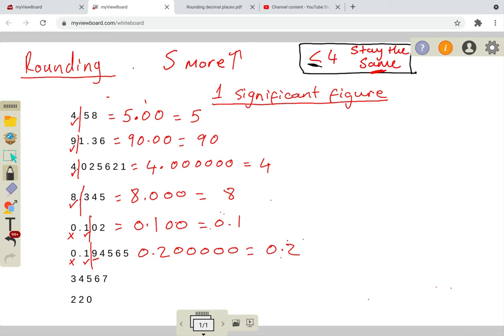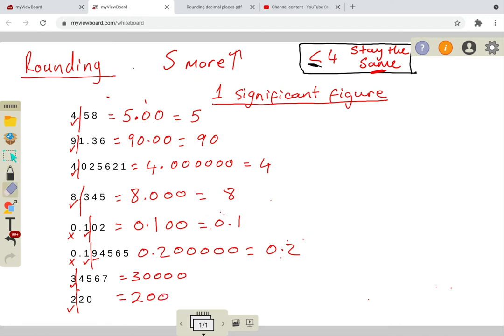Okay. Now again, this one is not a decimal, but we can still round whole numbers, integers, to significant figures. So one significant figure, 3, that's significant. Draw your line. Number next to a 3, is it 5 or more? Nope. So that stays as 3, and then the rest of the numbers turn to 0. Okay. Next one, 220. Is the 2 significant? Yes, it is. Draw my line. Number next to a 2, 5 or more? Nope. So the rest of the numbers turn to 0.